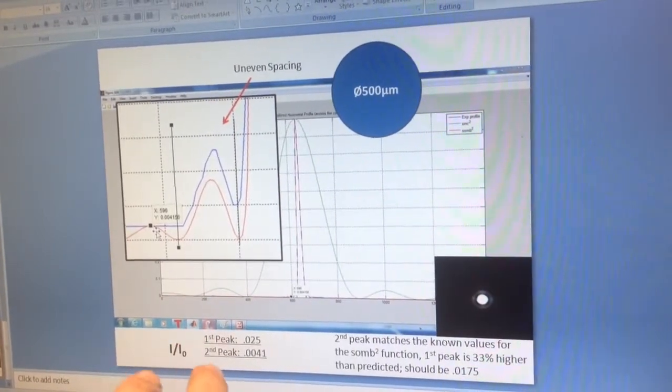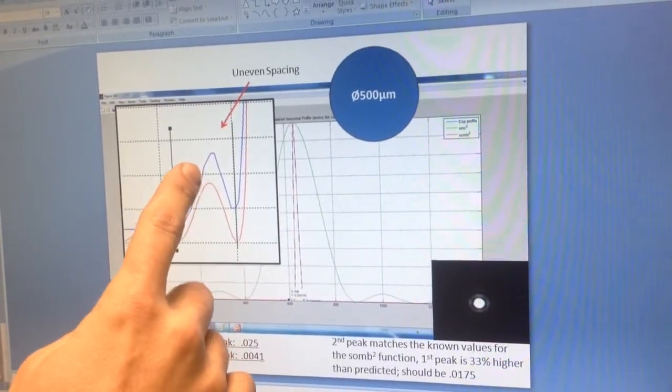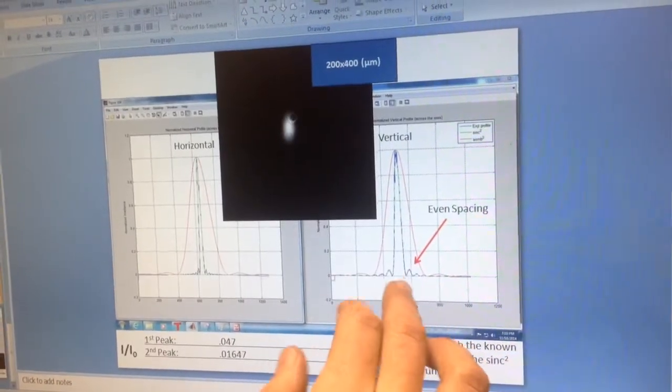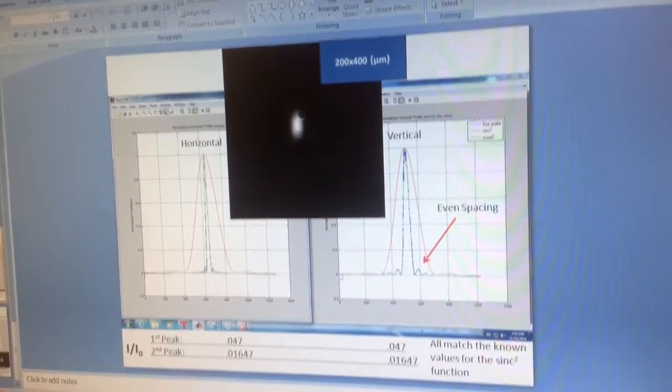In the circular function, we found that the peak was not evenly spaced between the 2 minima, but the rectangular function was evenly spaced between the minima.